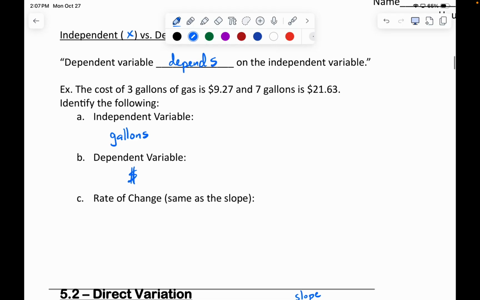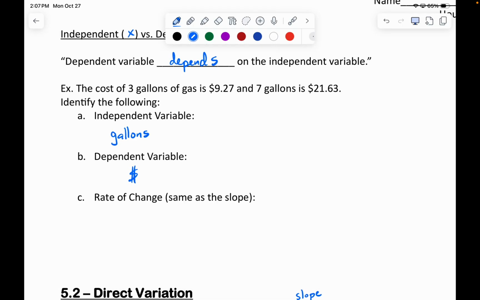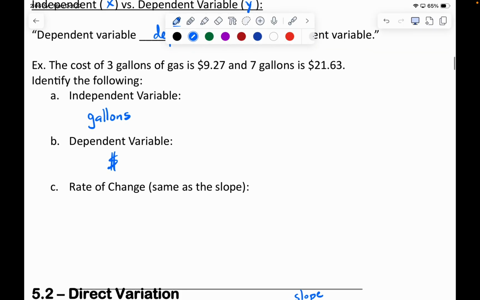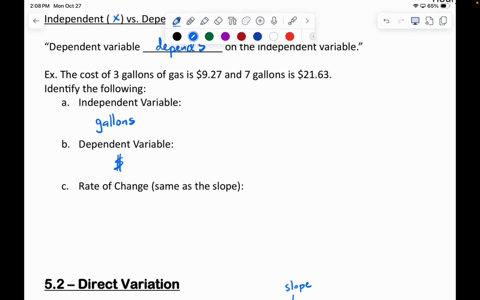How do you think you would find the rate of change here? And again, I put in parentheses, this is the same as finding the slope. Trying to give you a hint. How would we find the rate of change? Anyone? Okay, yes, I want to address that. Divide the cost by how many gallons. That would work for this problem. But will it work 100% of the time? No. So I'm not going to do it that way. I want to do just one way that will work every time.